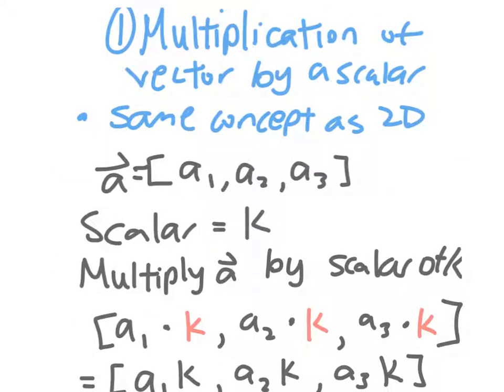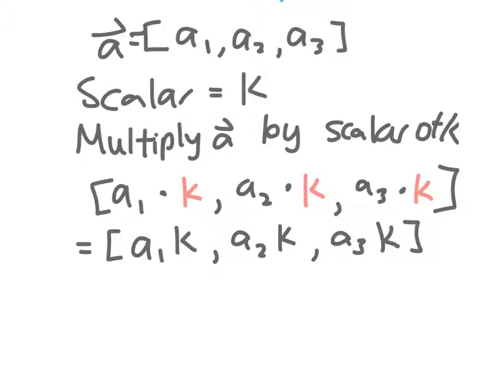The multiplication of a vector by a scalar in 3D is the same concept as 2D. If we multiply vector A by the scalar of k, we still multiply each component by k, and the result will be a1k, a2k, a3k.